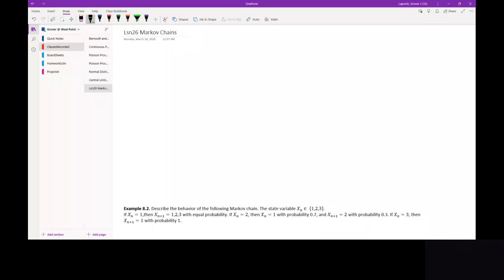Section 8.1, discrete time processes in the book. So lesson 26, we're going to talk about section 8.1 of the book, which is discrete time Markov chains. And I'm going to go through the example in the book just to show you some of the things that were calculated in there. Before we do that, let's just talk about what a discrete time Markov chain is.